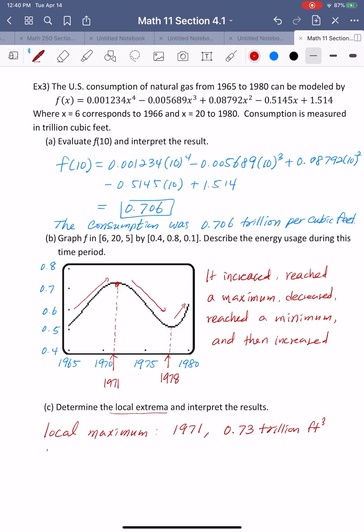And also the local minimum will be about 1978, and then it's going to be about here to get 0.51 trillion cubic feet. That's actually the natural gas consumption, okay?